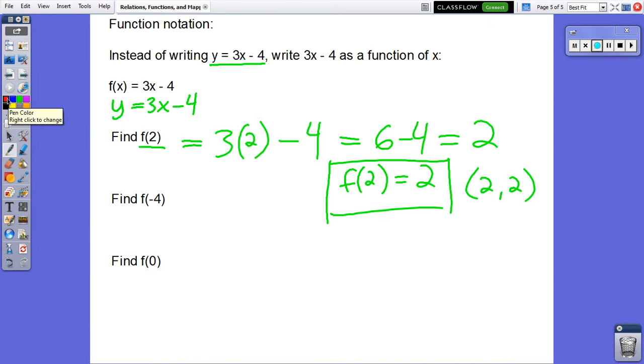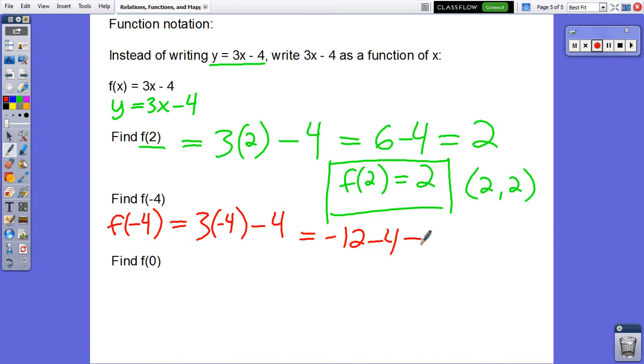If we say f of negative 4, we're going to plug in negative 4 for x. So f of negative 4 equals 3 times x, except that x is negative 4, minus 4. 3 times negative 4 is negative 12. Minus 4 gives us negative 16. So we can say then that f of negative 4, the value of the function at negative 4, the y value, is negative 16.